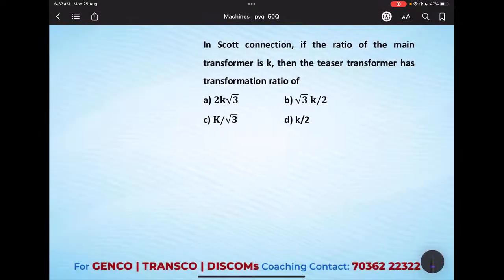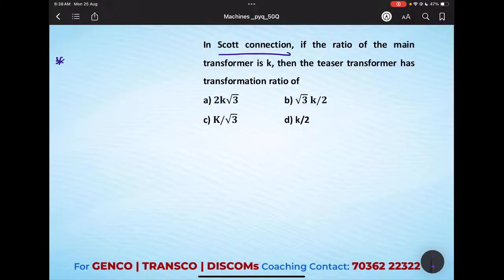The next question is about the Scott connection. If the ratio of the main transformer is K, then the teaser transformer has a transformation ratio of what? First of all, we need to know how the Scott connection is connected. What is the purpose of the Scott connection? We need to discuss some synopsis related to the Scott connection.